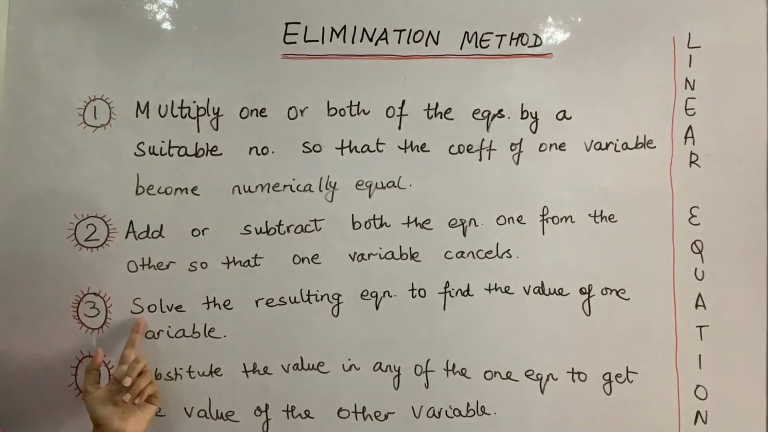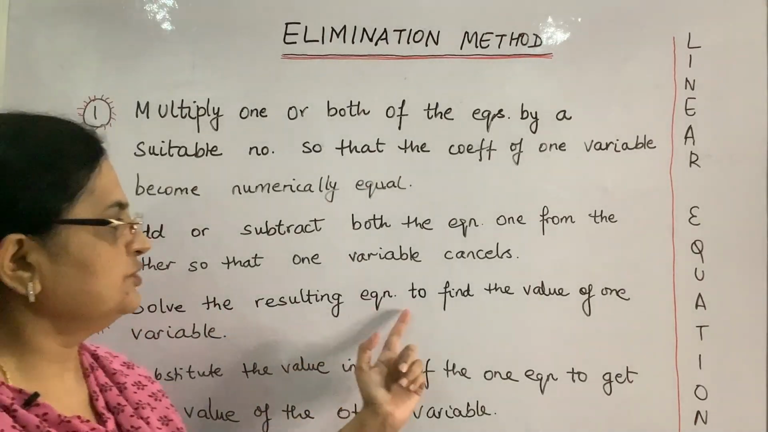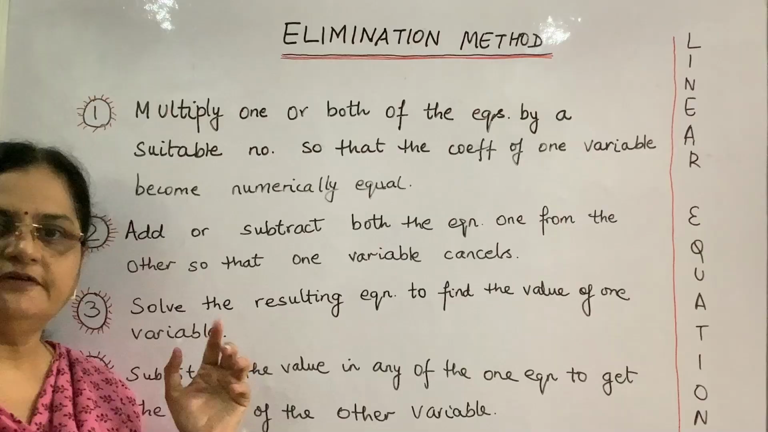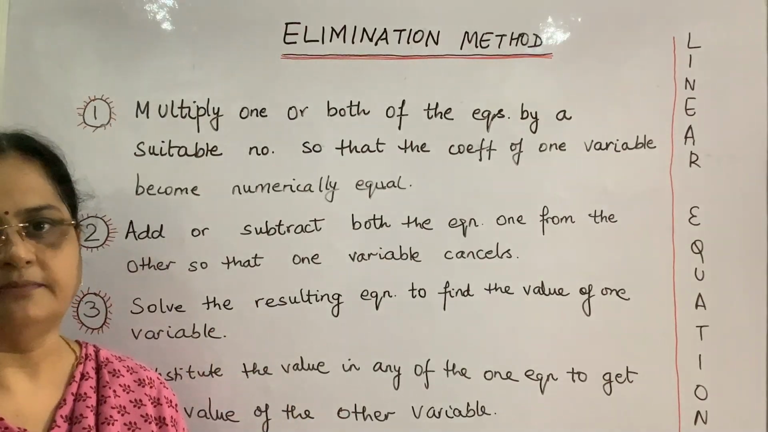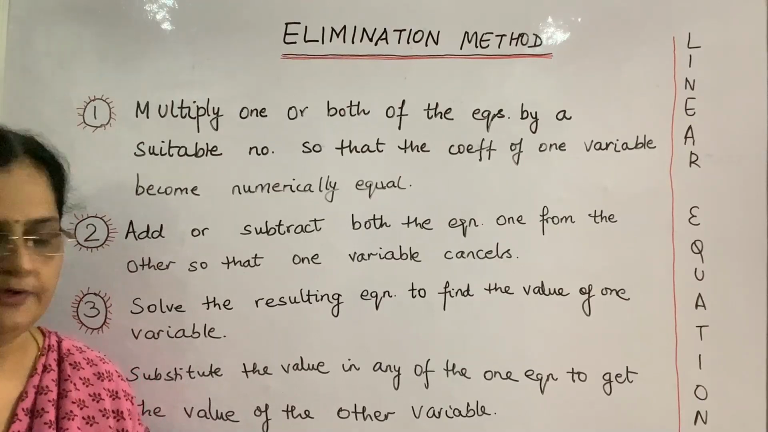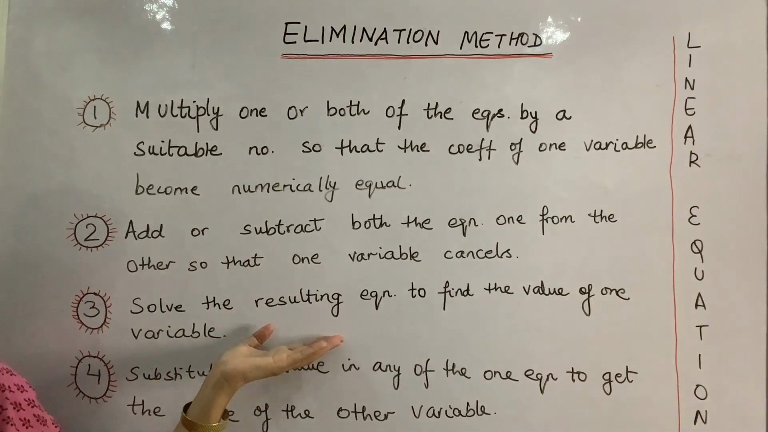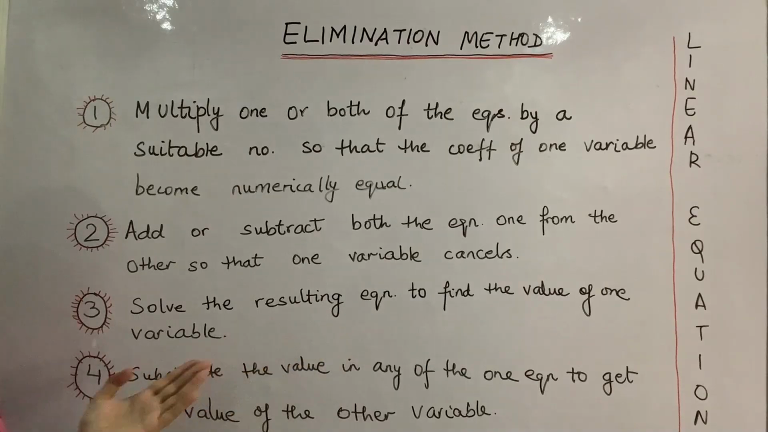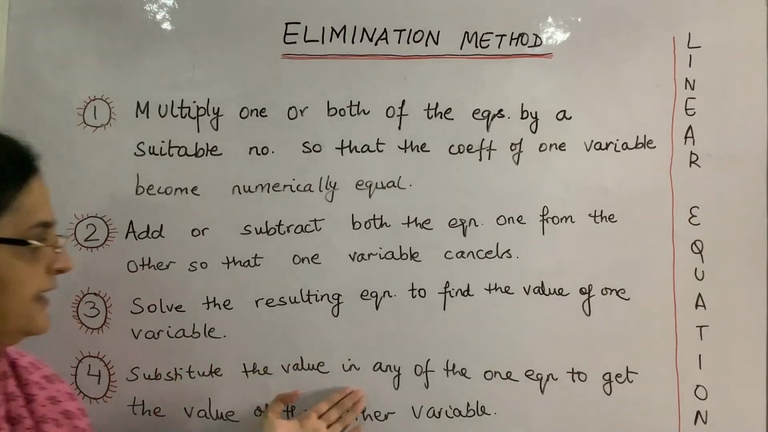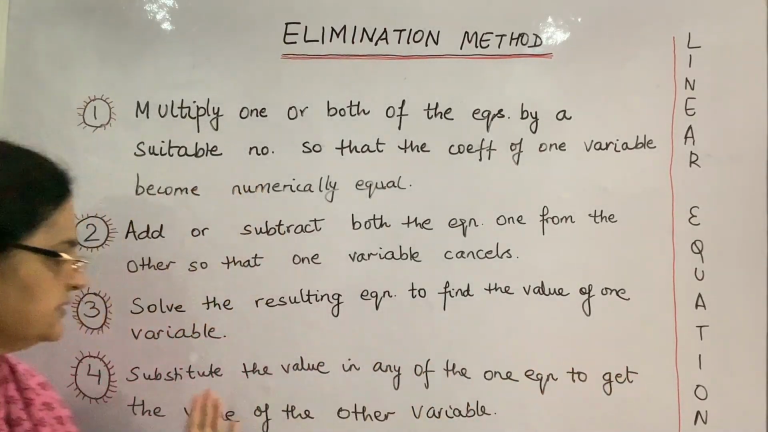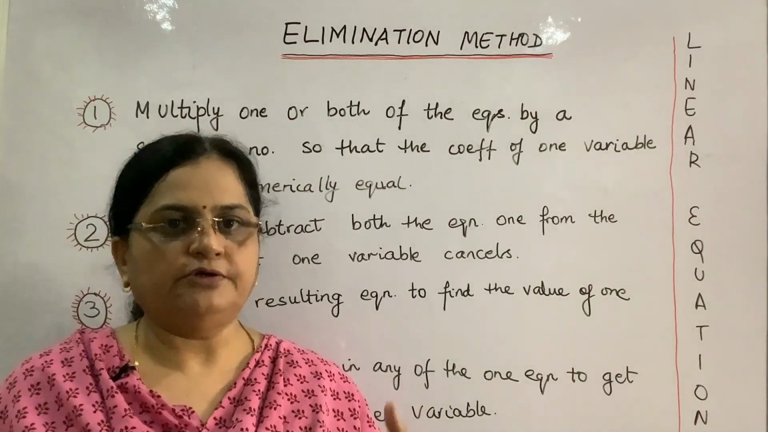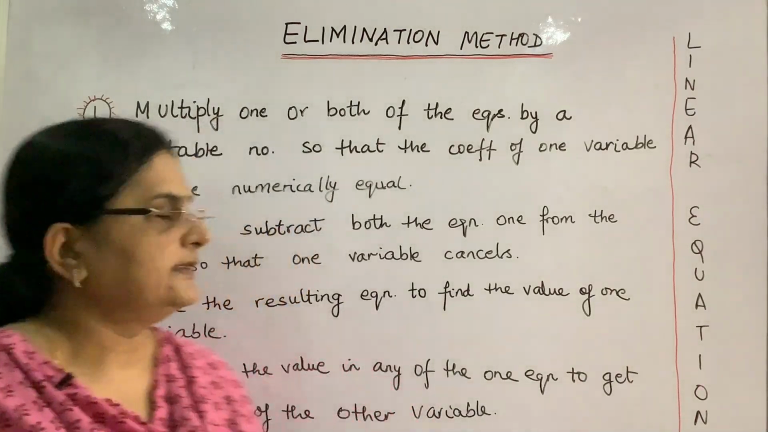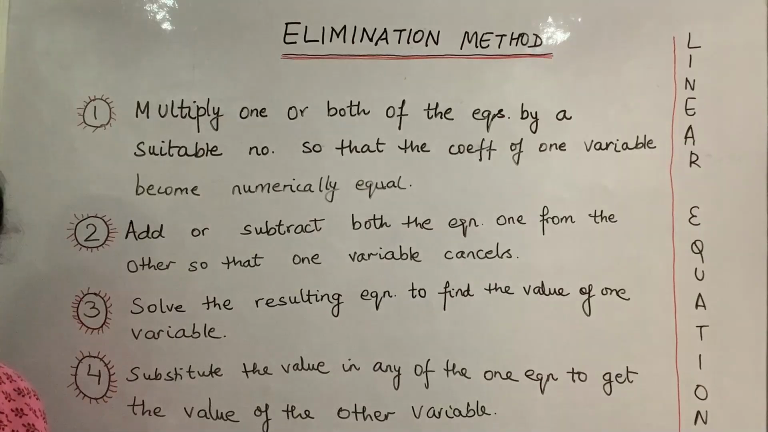Then what do you do next? Solve the resulting equation to find the value of one variable. Now we have eliminated one variable, so the equation has become a linear equation in one variable, so you can easily find out the value. And after finding the value of one variable, what do you do? You substitute the value in any of the equations to get the value of the other variable. So this is the language part. If I try to convert the steps into language, this is what you have to do.